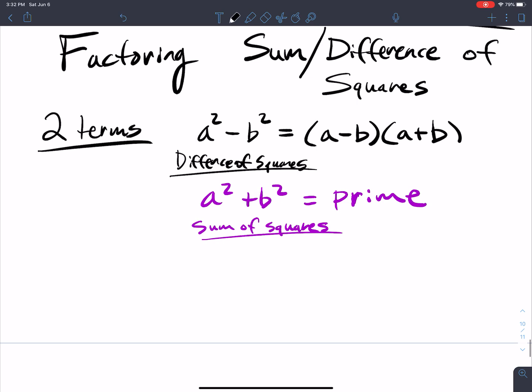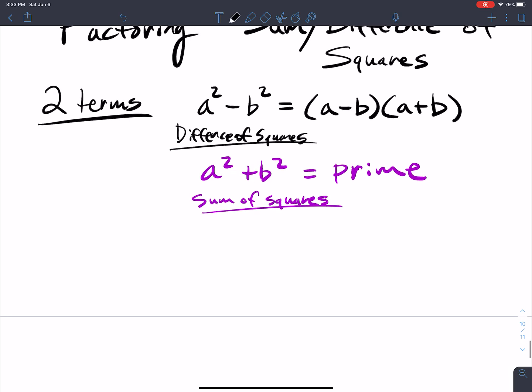But this formula here is probably the most forgotten formula that I see on tests. And it's really not bad. One's plus, one's minus. Okay? So let's do an example.